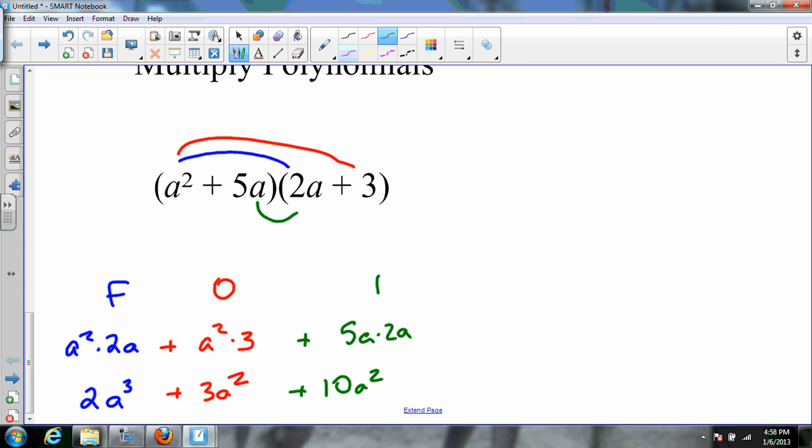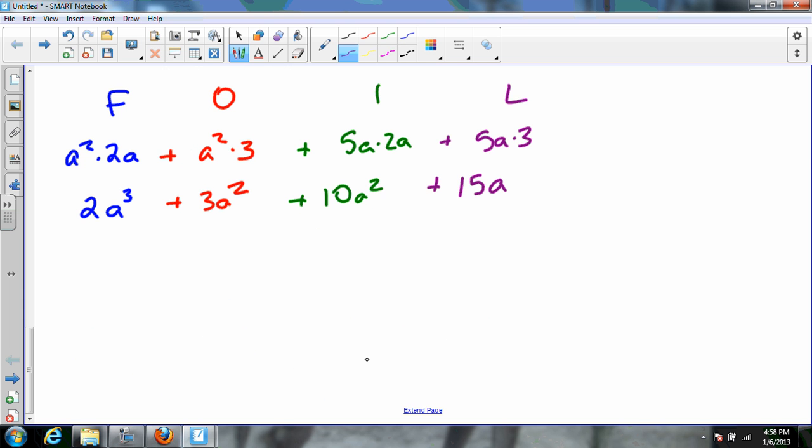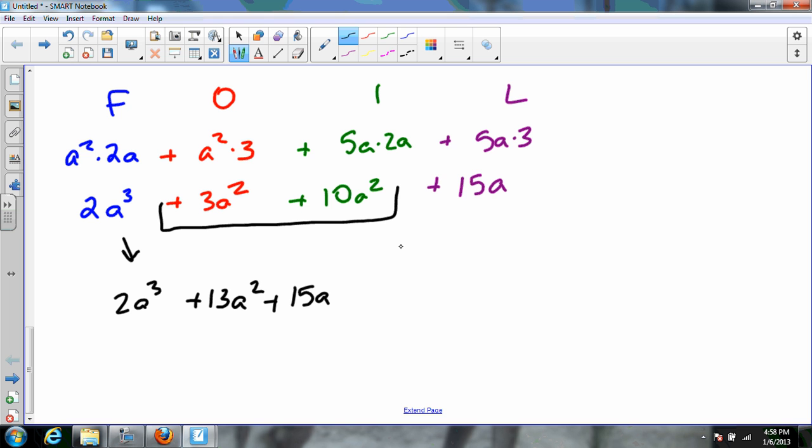And L stands for last. We get 5a times 3, which is 15a. The nice thing about FOIL is if you are going to have like terms, they typically line up in the middle. So we bring down our 2a cubed, we combine our like terms to get 13a squared plus 15a.